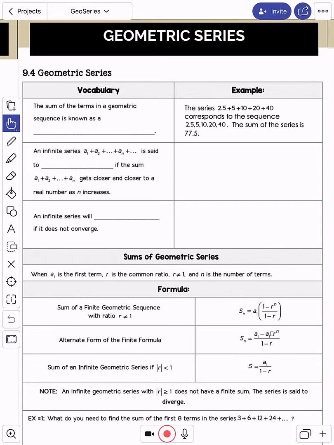Welcome to our fourth and final subpart of the sequences and series unit. So here's our page 1 of stuff to know, vocabulary and so forth.